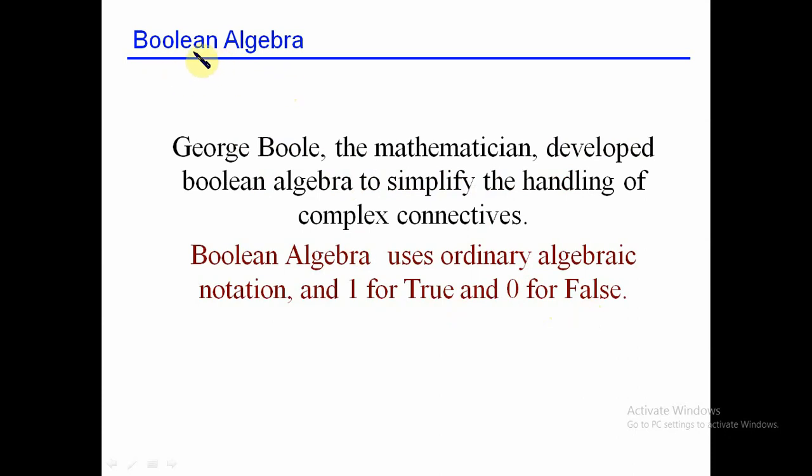The name Boolean algebra is given because George Boole, the mathematician, developed it for the simplification and handling of complex connections. Using Boolean laws, we reduce the equations. Boolean algebra uses some ordinary algebraic notations, with 1 for true and 0 for false.